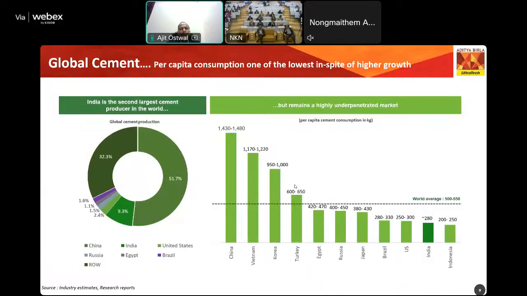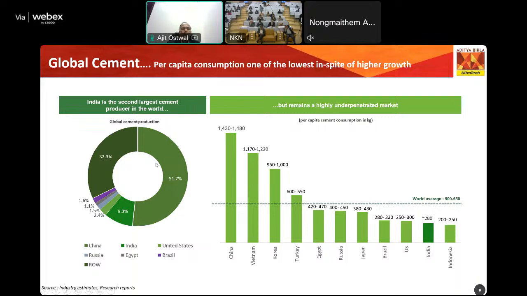Now coming to global cement, what is the per capita consumption? If we see the various countries, China is around 1430 to 1480 kg per person, whereas India is 280, and the world average is 500 to 550. So there is a lot of catching up we need to do with the world average, and of course, other developed countries have much higher per capita consumption.